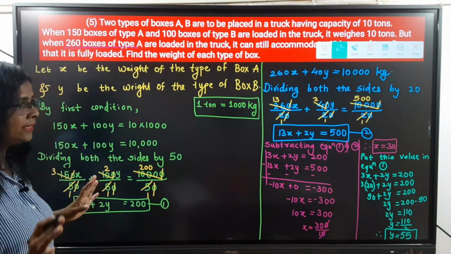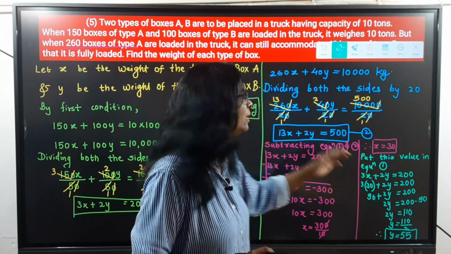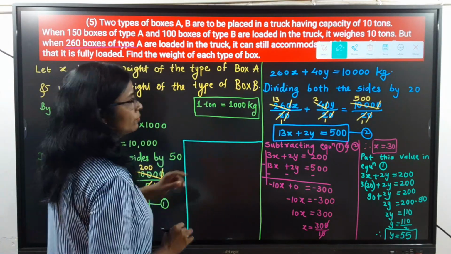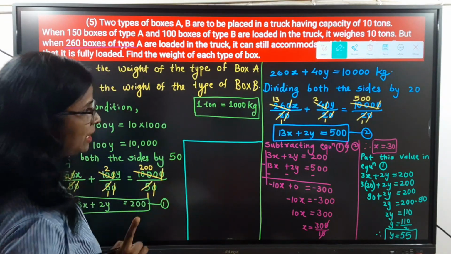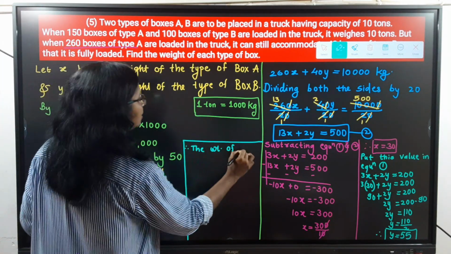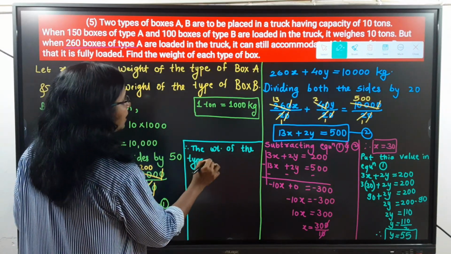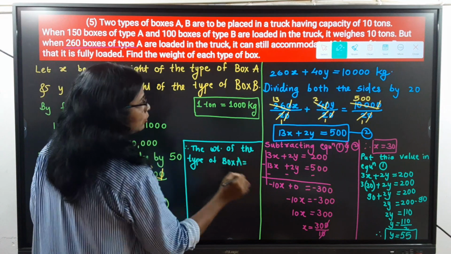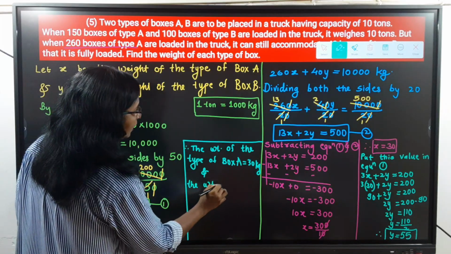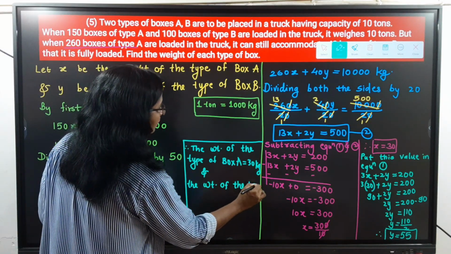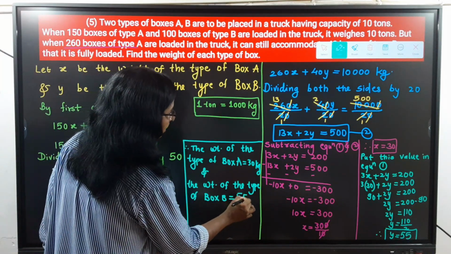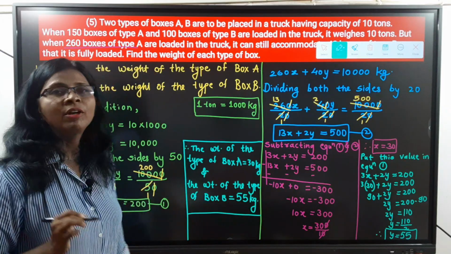So now here students, finally we have both the values of the variables. So finally we write down here, x means 30. Therefore the weight of the type of box A is equal to 30 kilogram, and the weight of the type of box B is equal to 55 kg. So this is our final answer.